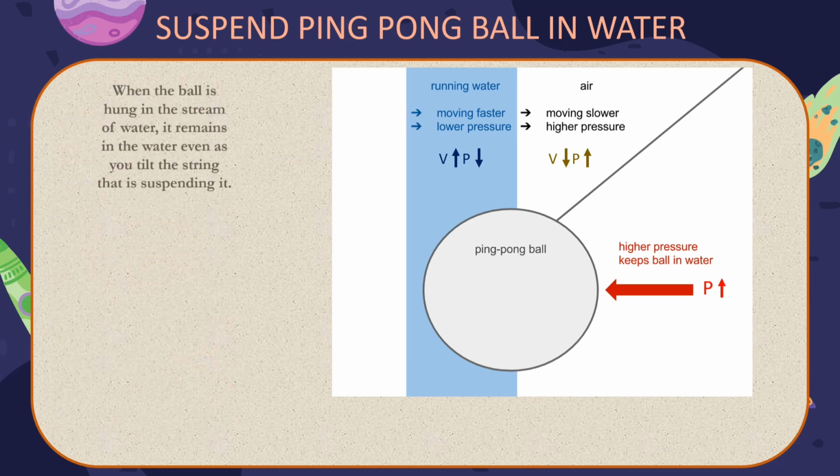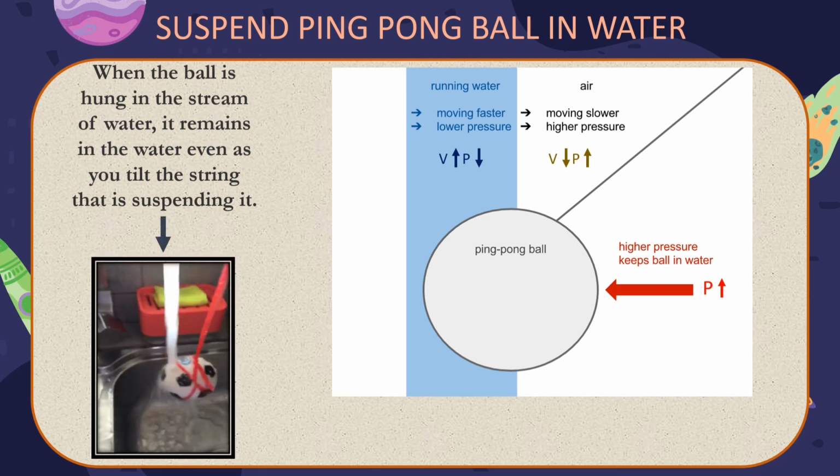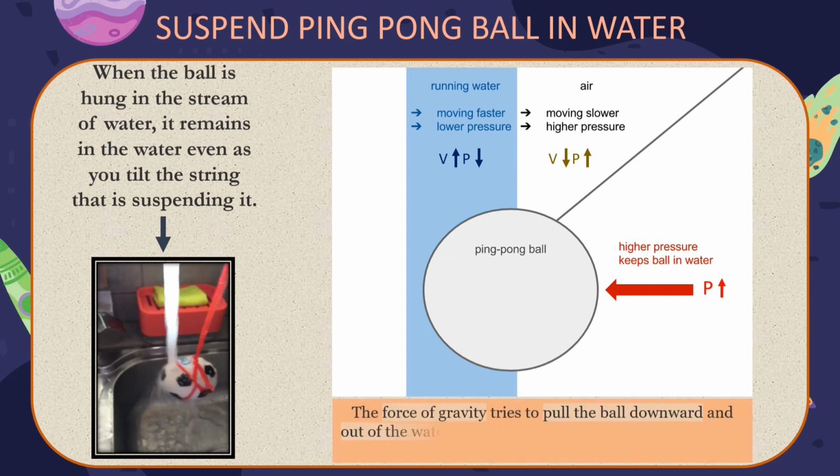So the observation for this experiment will be, when the ball is hung in the stream of water, it remains in the water even as you tilt the string that is suspending it, as you can see in the video just now. This is because the ball is pushed back into the water by the higher pressure in the surrounding air.